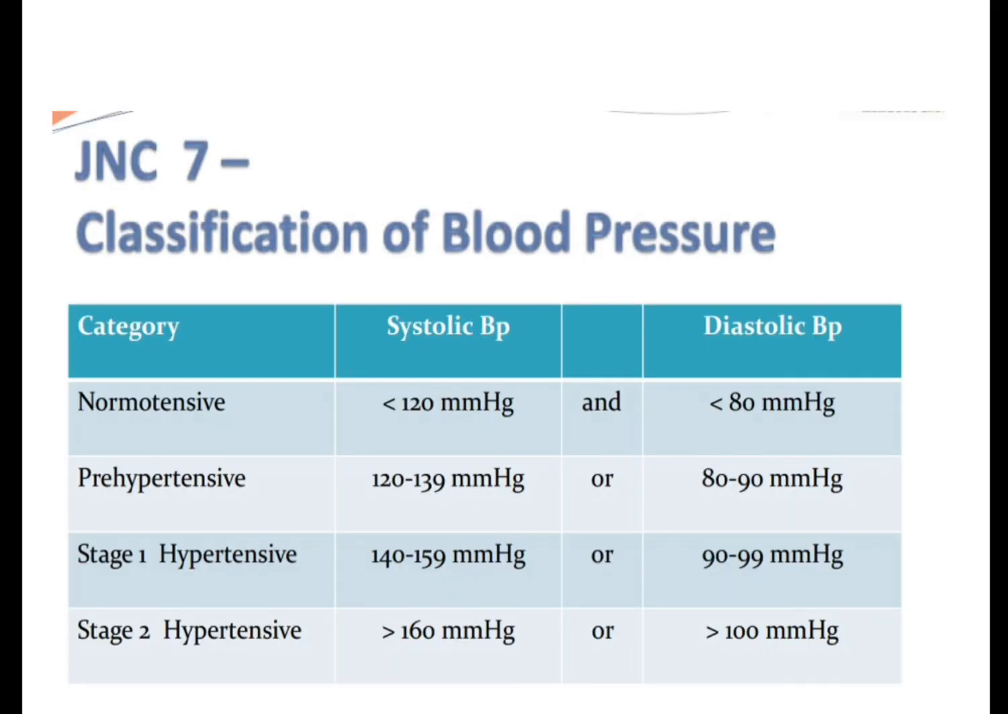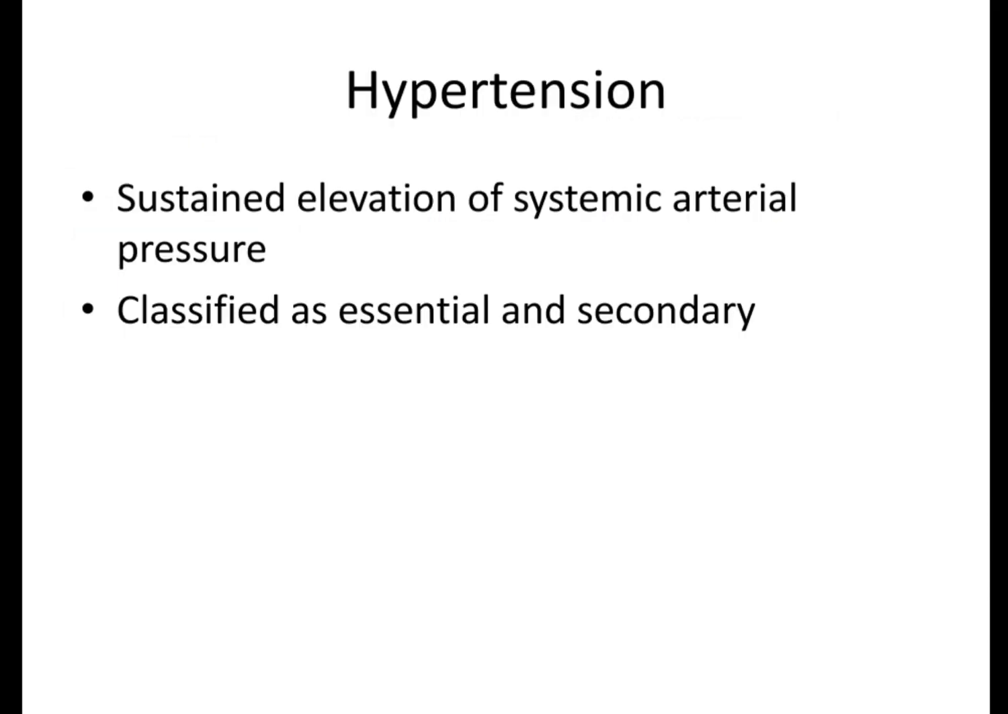JNC 7 classification of blood pressure. Category: normotensive, systolic blood pressure less than 120 mm mercury and diastolic pressure less than 80 mm mercury. Pre-hypertensive: 120 to 139 mm mercury in systolic BP and 80 to 90 mm mercury in diastolic BP. Stage 1 hypertensive: systolic BP 140 to 159 mm mercury, diastolic BP 90 to 99 mm mercury. Stage 2 hypertensive: greater than 160 mm mercury systolic, greater than 100 mm mercury diastolic. Hypertension is sustained elevation of systemic arterial pressure, classified as essential and secondary.